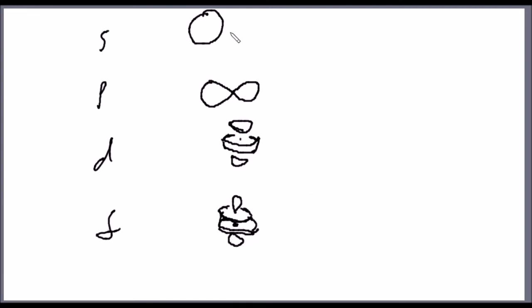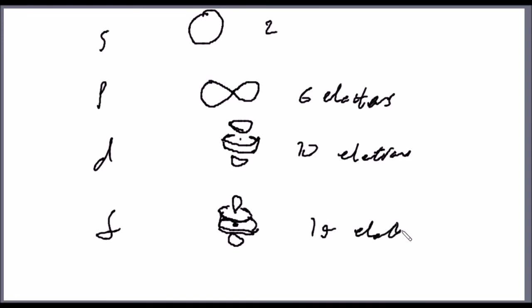So for s orbitals, there's only two electrons that can occupy that space. There's three separate configurations of the p one, so 6 electrons occupy the p subshell. D has 10 electrons, and F has 14 electrons that it can harbour.